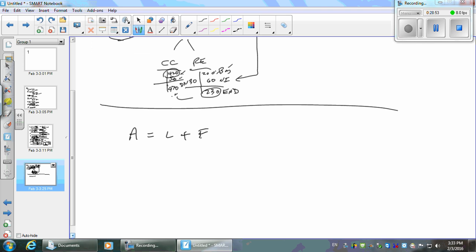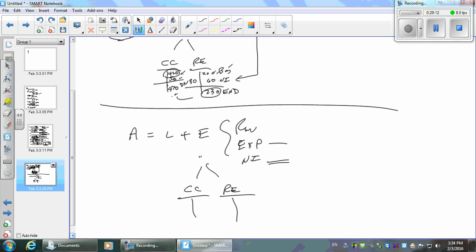Actually, lots of times that's all you do. Not just in these problems, in real life. And in equity we have contributed capital and retained earnings. Do all that. Everything you know.